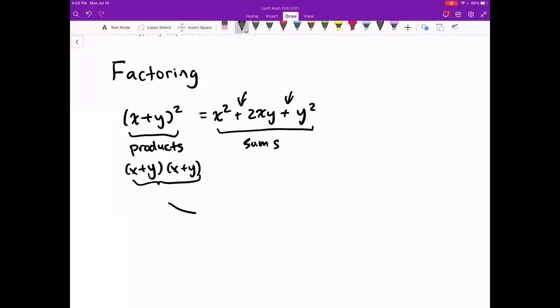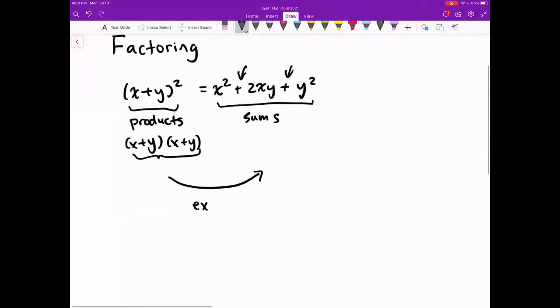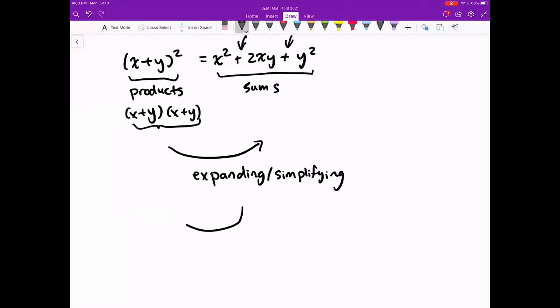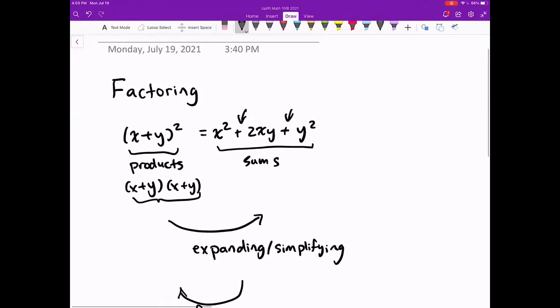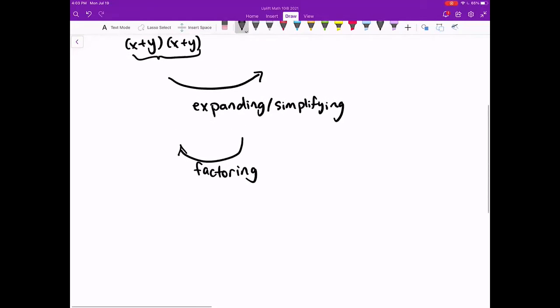So when we go from the left to right, we talked about it last time. This is called expanding or simplifying a polynomial. Now, opposite to this, we have factoring. Factoring is when we go from the right to left. So we can see that in factoring, we have a series of sums, and then after we factor it, we have products. Okay.